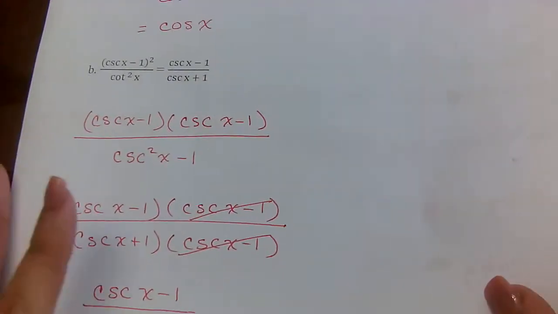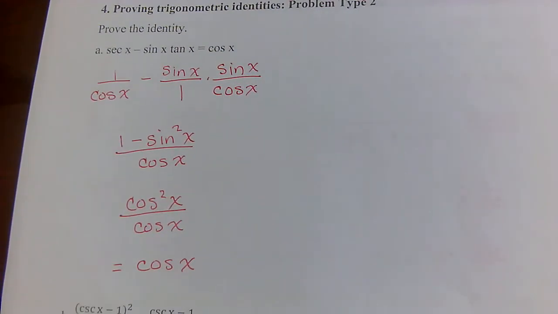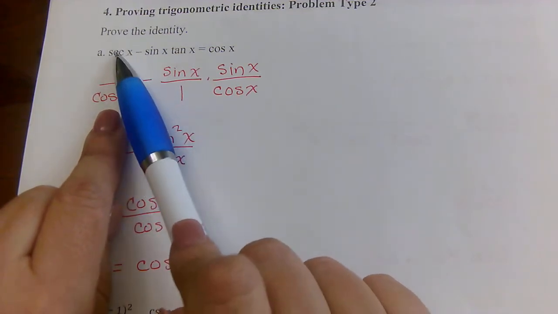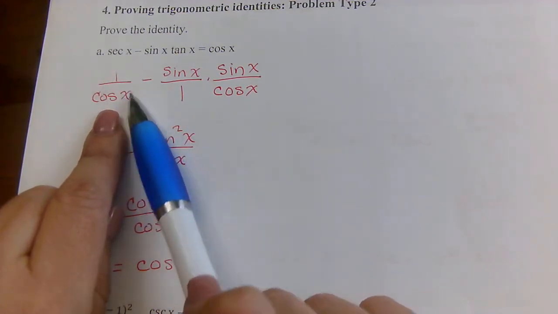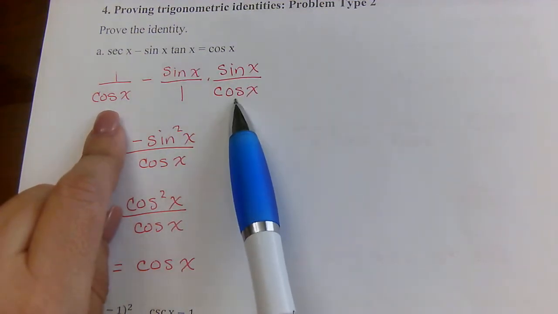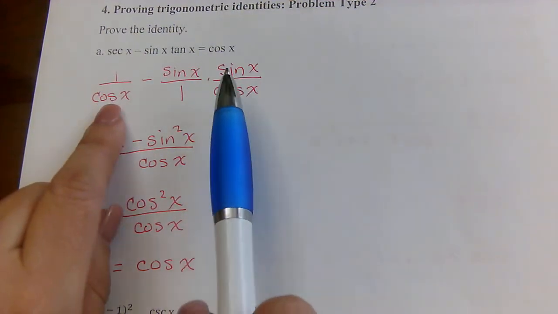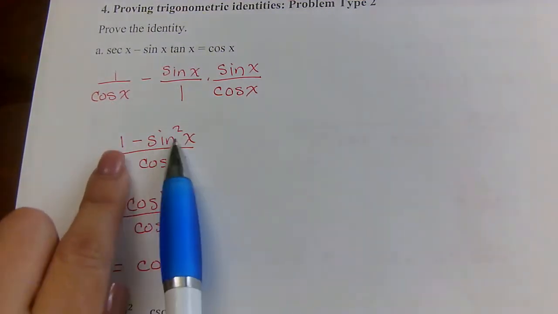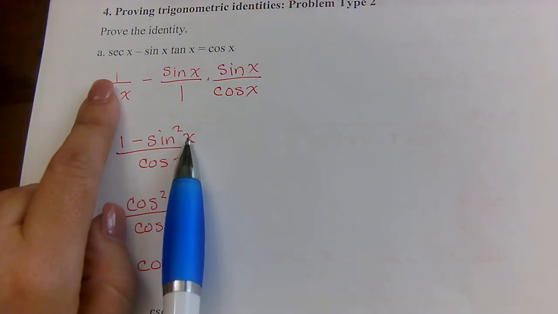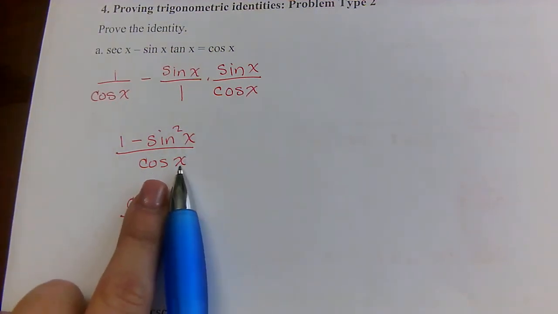All right, number 4. Again, proving the identity. Okay, all I did here was convert. Secant is the same thing as 1 over cosine. Sine over 1. Tangent is sine over cosine. Now that I have a common denominator, all I did was combine the numerators. 1 minus sine times sine is sine squared over cosine.